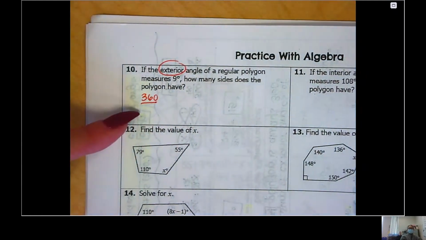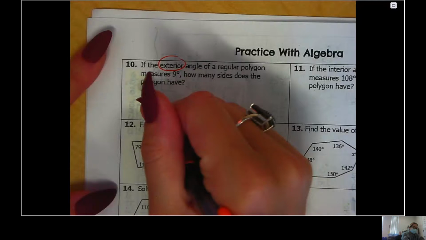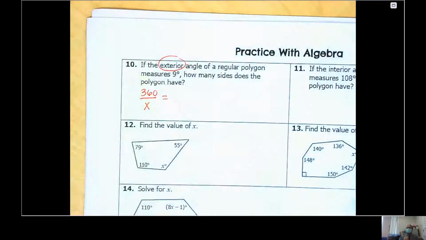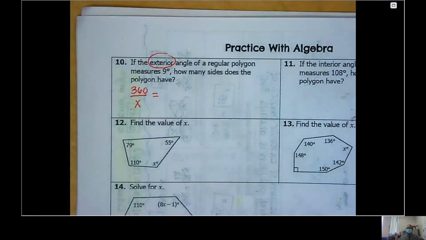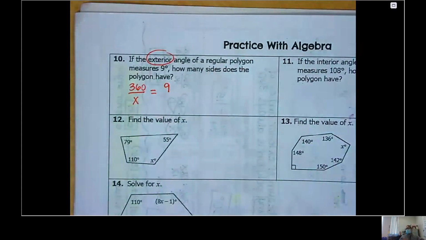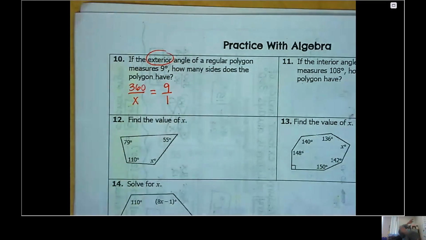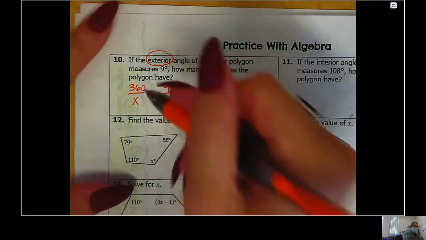Now, how many sides does the polygon have? That's what we're trying to find out. So what am I going to put there? Good. And I set that equal to each individual angle, which is what? 9 degrees. Good. Now this should look familiar from yesterday. Put it over a 1 to make them both fractions, and then I cross multiply, and then yes, I'm going to end up dividing and solving.